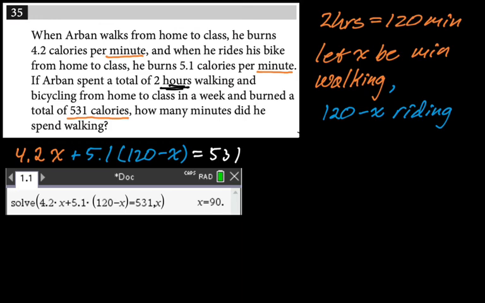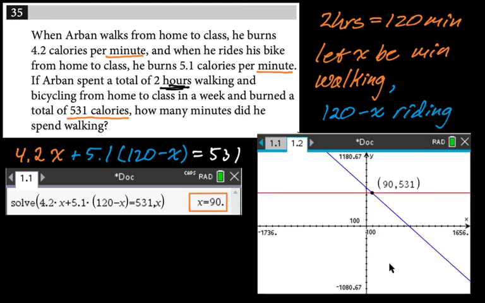You could also graph. So I also just graphed both sides. I graphed 4.2x plus 5.1 times the quantity 120 minus x. Didn't simplify it, just literally graphed that. And then I also graphed 531. I zoomed out a bunch so that I could actually find the intersection, and you can see the ordered pair is (90, 531). So at 90 minutes walking, that's our answer. That's what you would grid in, 90. All right, let's look at another one.